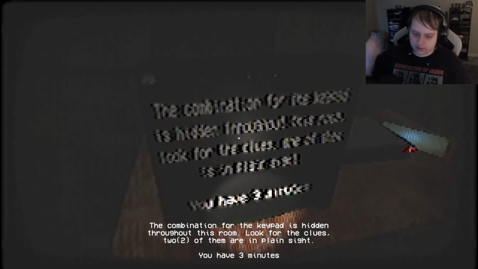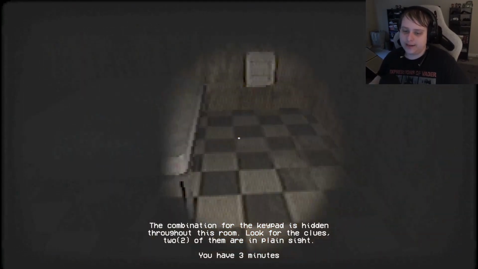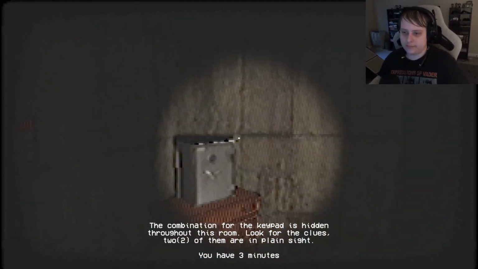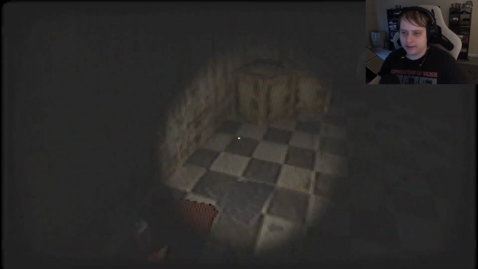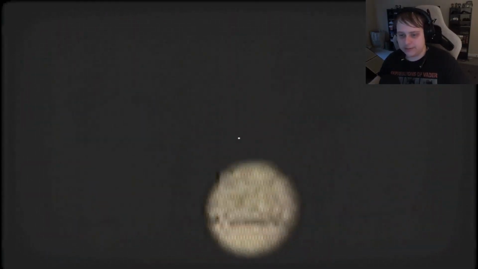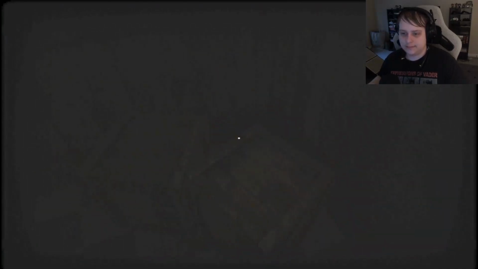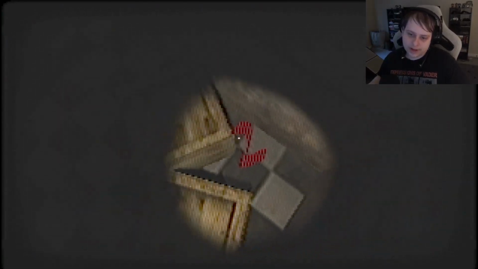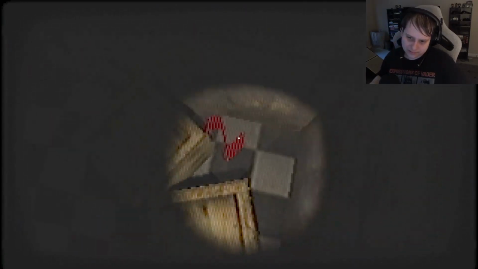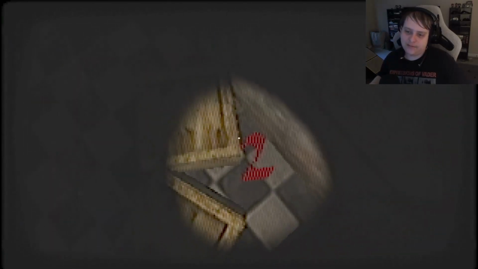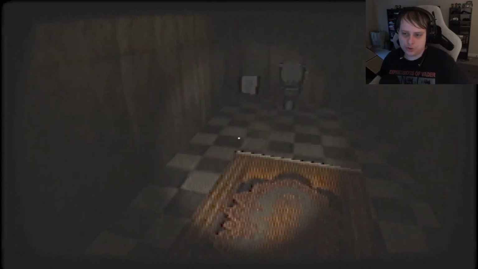Hidden throughout this room. Look for clues. Two of them are in plain sight. Got one of them. I'm supposed to see for there. No. Okay, so back to this. I really wish I could read that. Wait. Plain sight. Two. Is that a five or no? Is that also two? Looks different. It's not a seven. Yeah, I think it's a two. So two, two.